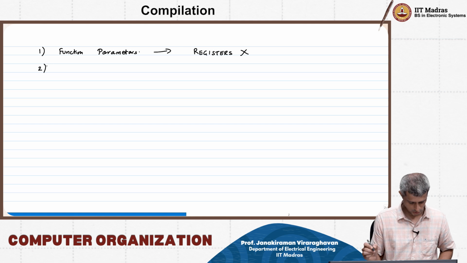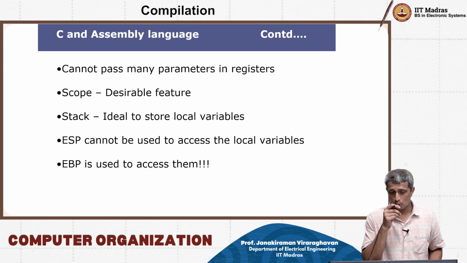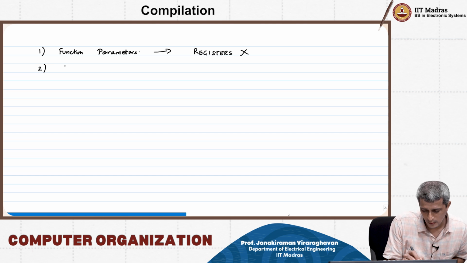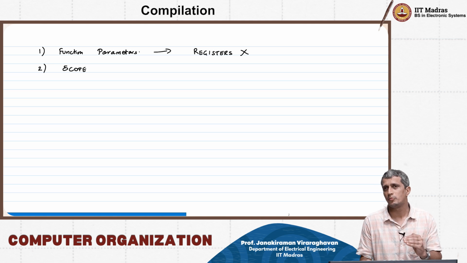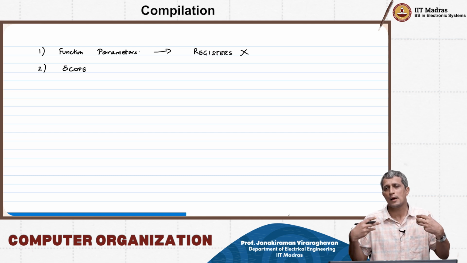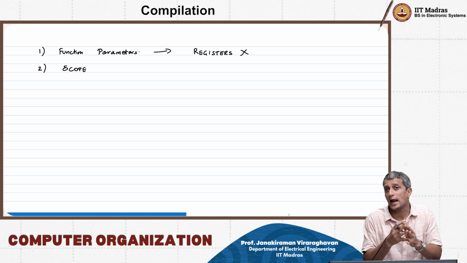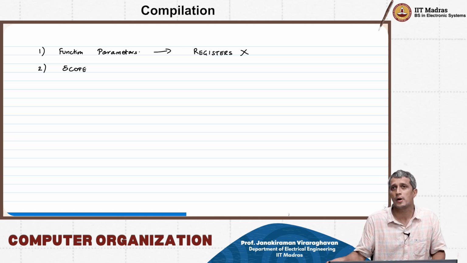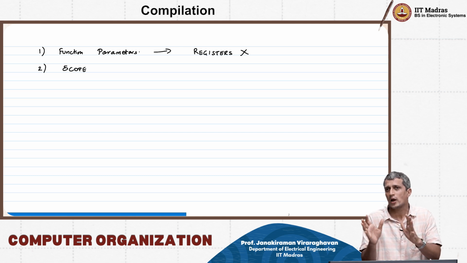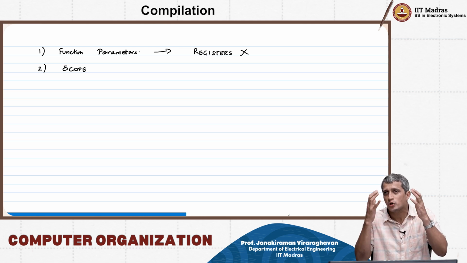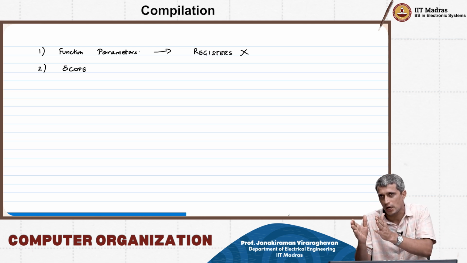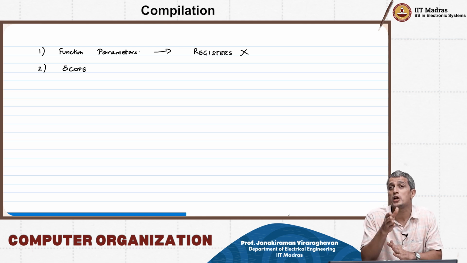Okay, so now what about scope? Scope of this local variable is actually a very desirable feature, like I just told you, because as a programmer I don't worry about allocating space to it, I don't worry about destroying it. On the other hand, if you wanted to deal with variable memory allocation and stuff, you need to use malloc and free. Now for malloc and free, the programmer or the designer needs to keep track of exactly how much memory was allocated and free the memory the moment you are done with it.